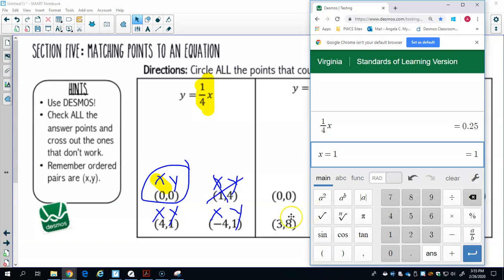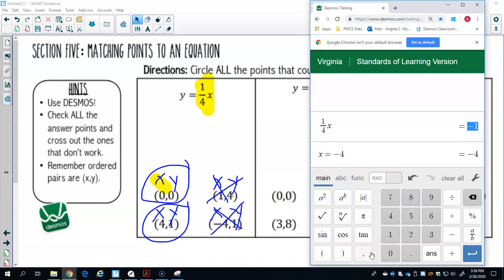Now I'm going to go to the next one down here. I'm going to put in 4 and 1 and see what I get. So if I put in 4 for x, look up here, I get 1 for y. So this one here is also going to work. And then I'm going to try the last one. It has negative 4 for x, so I'm just going to put a negative in front of the x I've already typed. And I get negative 1. So that's 1. I was trying to get negative 1. So this one is not going to work.